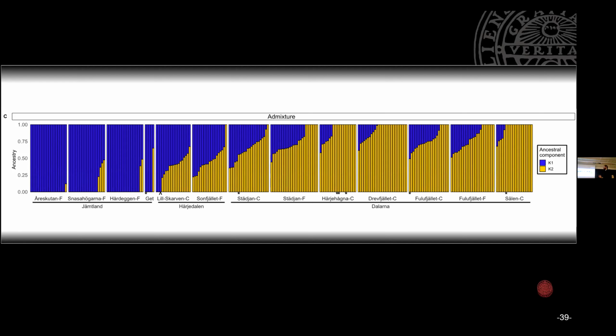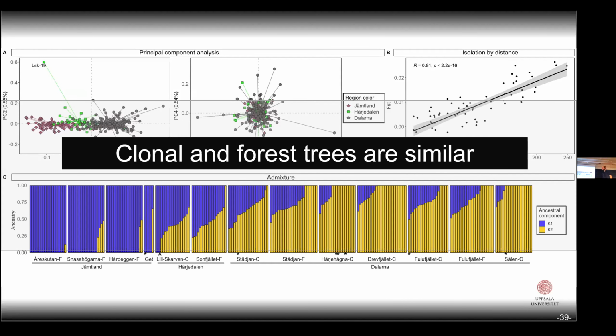But at this point, you will probably also wonder, why don't we see any clonal things in here? Because everything looks more like a gradient, right? With latitude, but not with altitude, basically. So this is Fulufjället, where Old Tjikko actually grows. These are all the clonal trees that we collected, and these are all the forest trees that we collected. And you can see that this is almost copy paste, right? It looks very similar in genetic composition. So what we can say from this is that the clonal trees above the tree line are actually identical to the ones in the spruce forest.